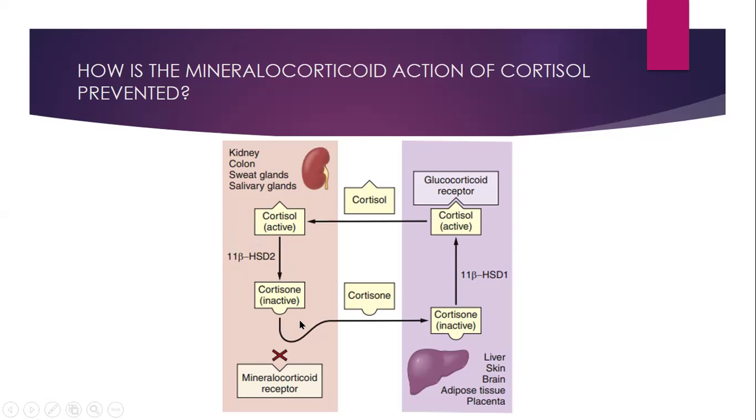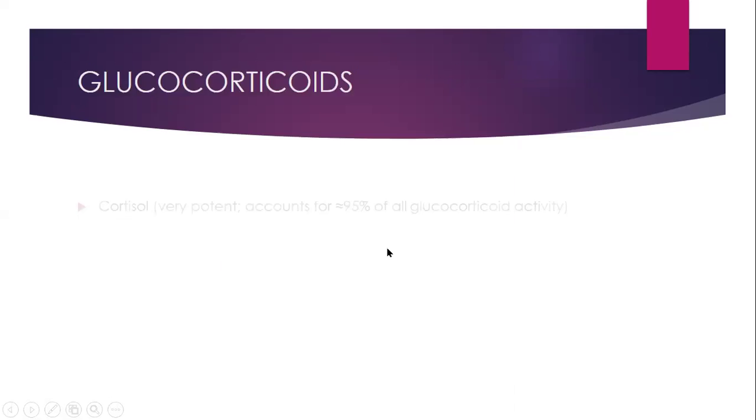Sorry. This cortisone can go to the liver, skin, brain, adipose tissue, and the placenta, where it meets the first isoform of 11-beta hydroxysteroid dehydrogenase, which is type 1. This type 1 will convert inactive cortisone to active cortisol. Now this cortisol can bind to the glucocorticoid receptor and enact its glucocorticoid activity. Using this knowledge, you can see how we can regulate cortisol from acting like a mineralocorticoid hormone, but still maintain its potency as a glucocorticoid hormone.